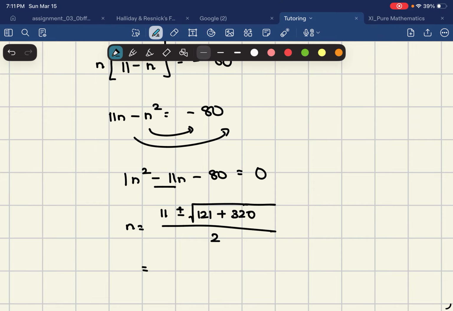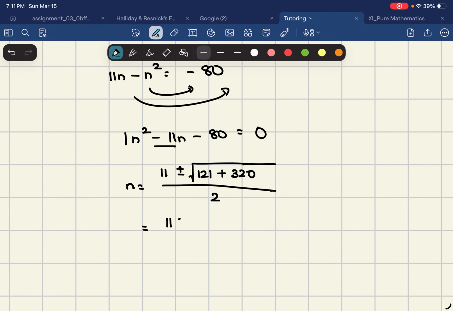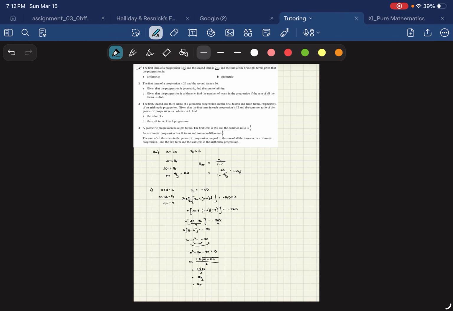So this is in the hopes that you have been taught to use the quadratic formula, and you should have in grade 10. So this square root evaluates to 21 divided by 2. So we don't want a negative n, so we're just going to add. So I believe this gives us 32 divided by 2, and your answer is just going to be 16. So n has to be equal to 16. All right. So we are done with question 2.